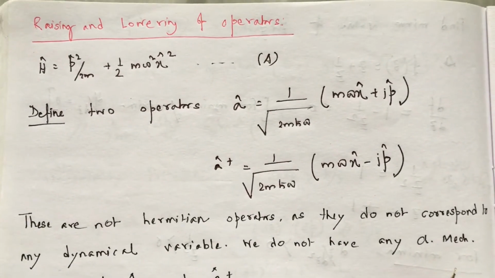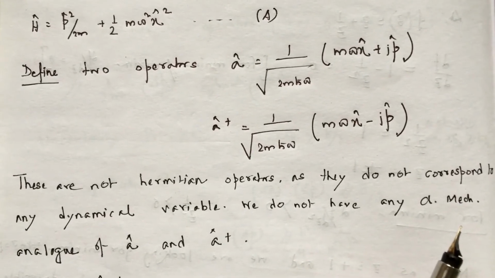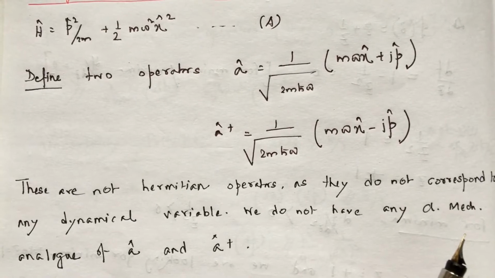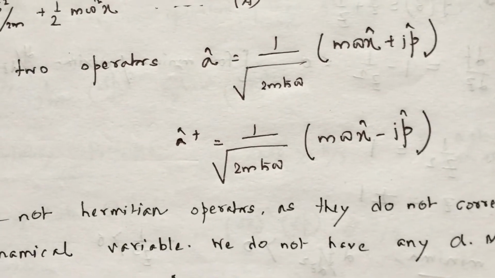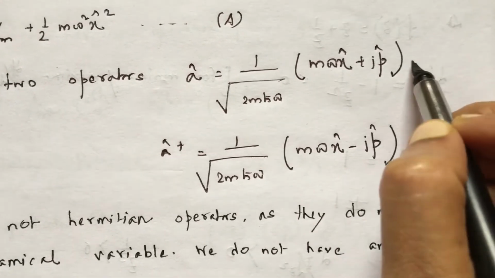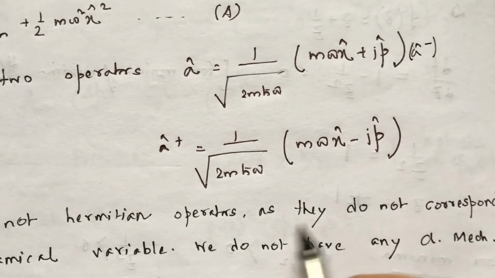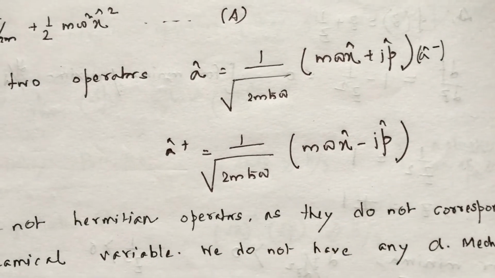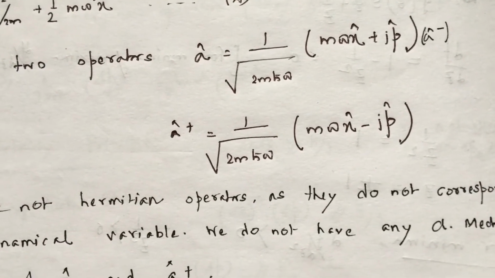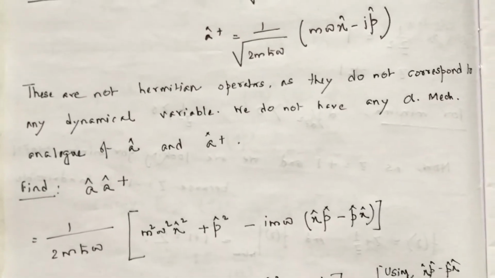Let's discuss raising and lowering operators. Keeping in mind equation A, which is the Hamiltonian of the harmonic oscillator, we define two operators, A and A dagger. In some texts, A is written as A minus and A dagger is written as A plus, which looks almost the same as A dagger. But the definition and functioning of these operators are exactly the same.